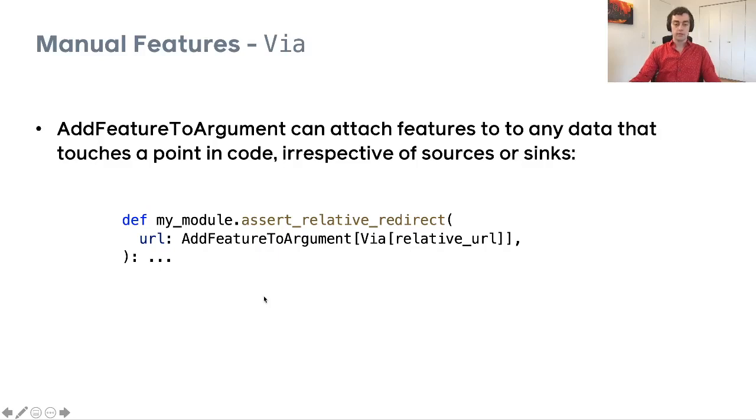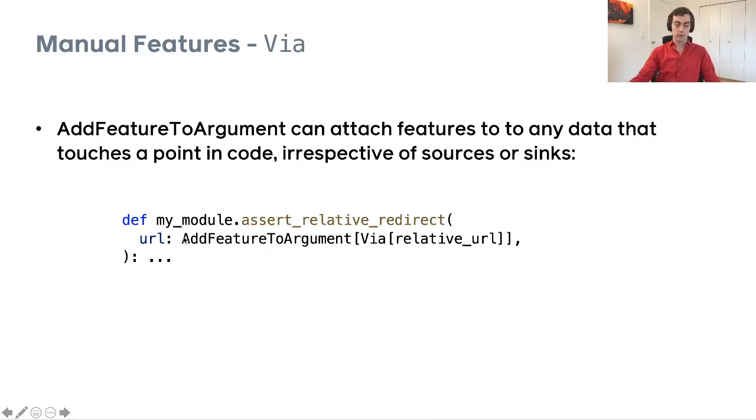Sometimes you don't want to be adding a feature right at the place where you've already got a source declaration or a sink declaration or a taint-in taint-out declaration. There's lots of other ways that you can add features, but the only other one we're going to cover in this presentation is add feature to argument. So this functionality lets you attach features to any data that touches a point in code, regardless of whether it comes from a source, a sink, anything like that.